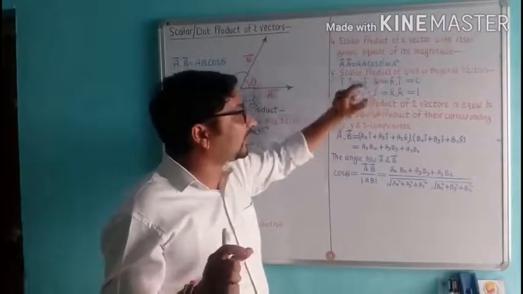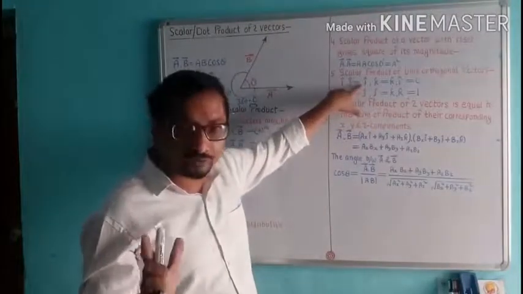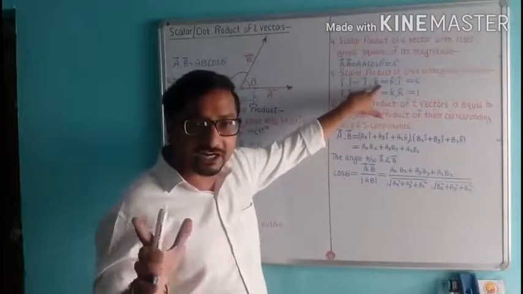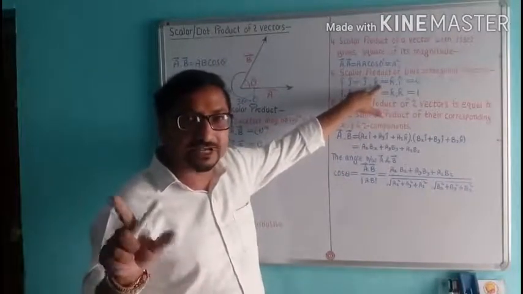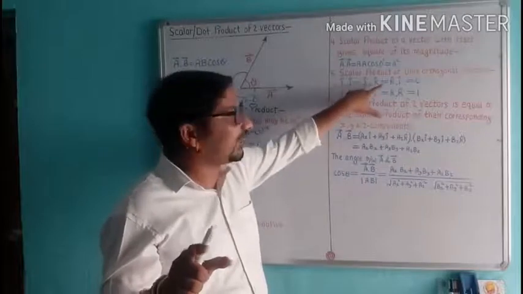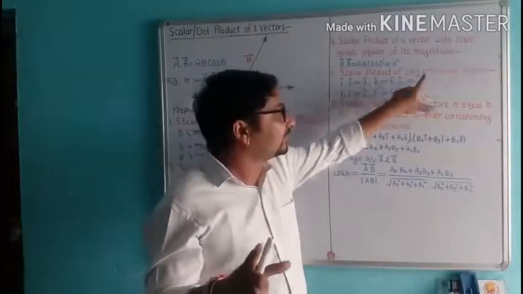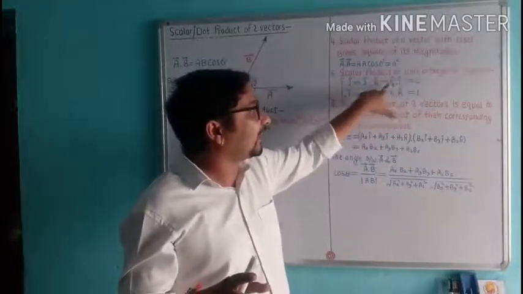Similarly, j cap dot k cap. Now j cap is along the y direction, k cap is along the z direction. That is, the angle between them is 90 degrees. So it will be jk cos 90, which is 0. Similarly, k cap dot i cap.